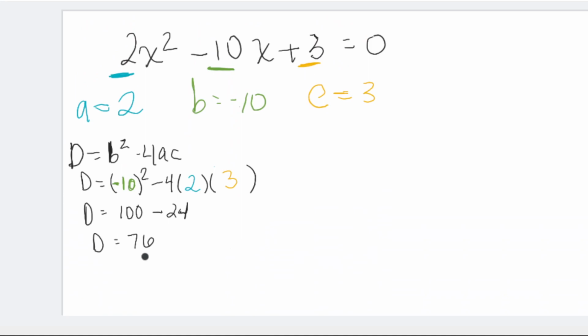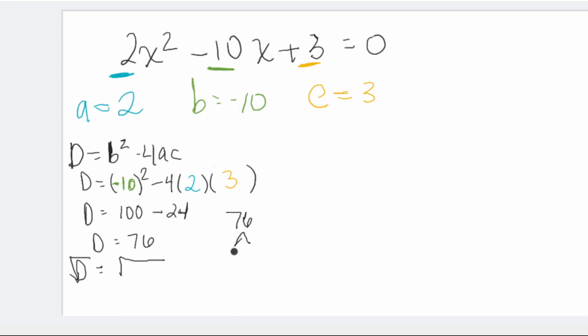Now the thing is I don't plug 76 into the equation. The quadratic formula asks for the square root of the discriminant. So while I'm here at the side of the problem, I'm just going to try to take the square root of that discriminant. Take the square root of 76. Okay, that requires a factor tree to simplify.